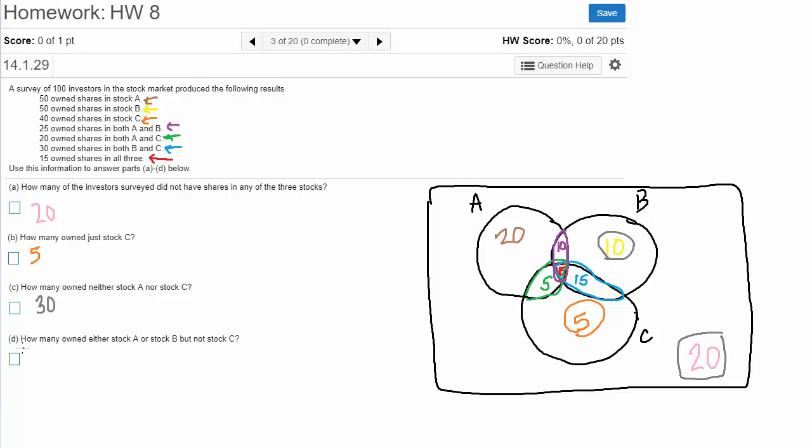And then finally, part D says, how many owned either stock A or stock B, but not stock C? So it's all the stuff that's inside A and B, but not the stuff that's inside C. So all these numbers down here we do not include. It's just the ones that are up here, these 3 numbers. Some of these own A, some of them own B, some of them own both, but they do not own stock C. So 20 plus 10 plus 10, and the final answer for that one is 40.